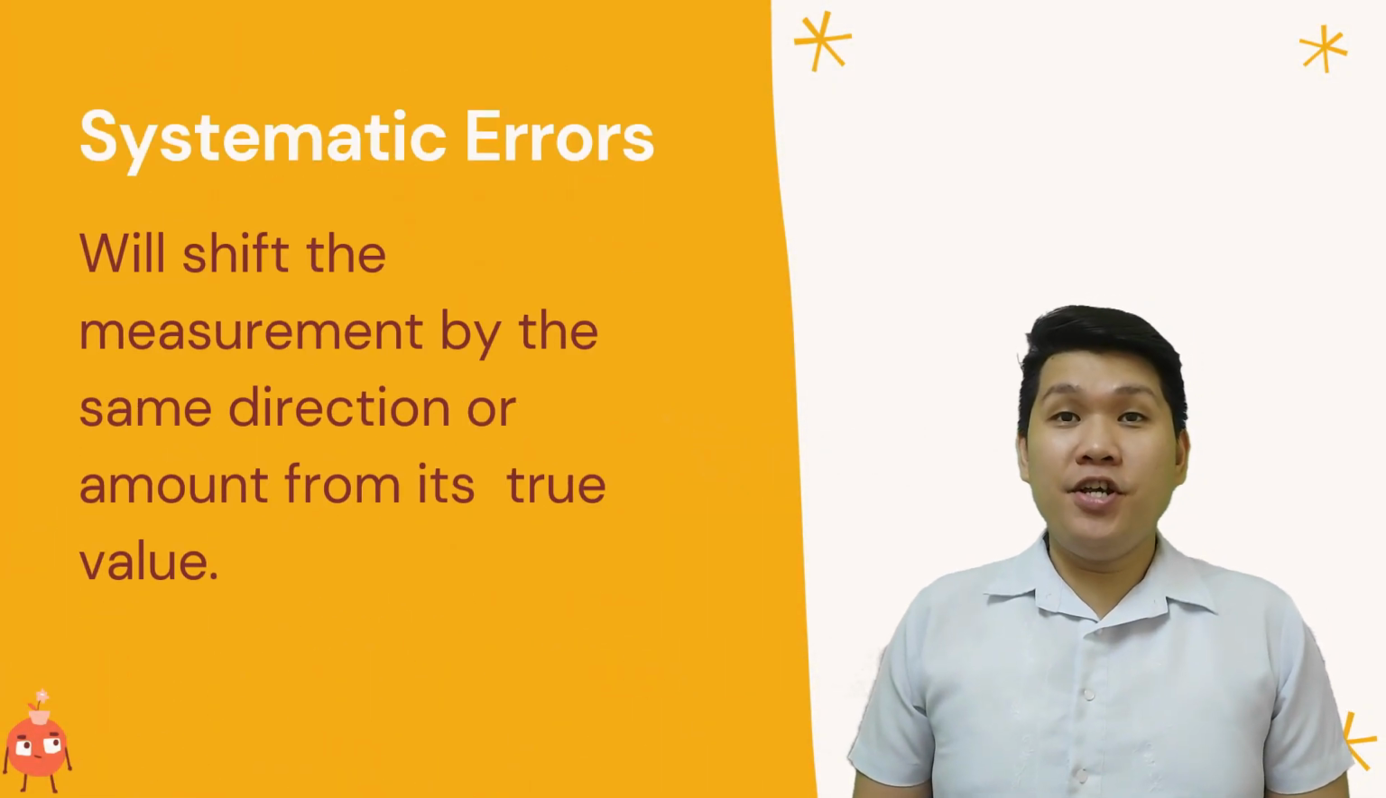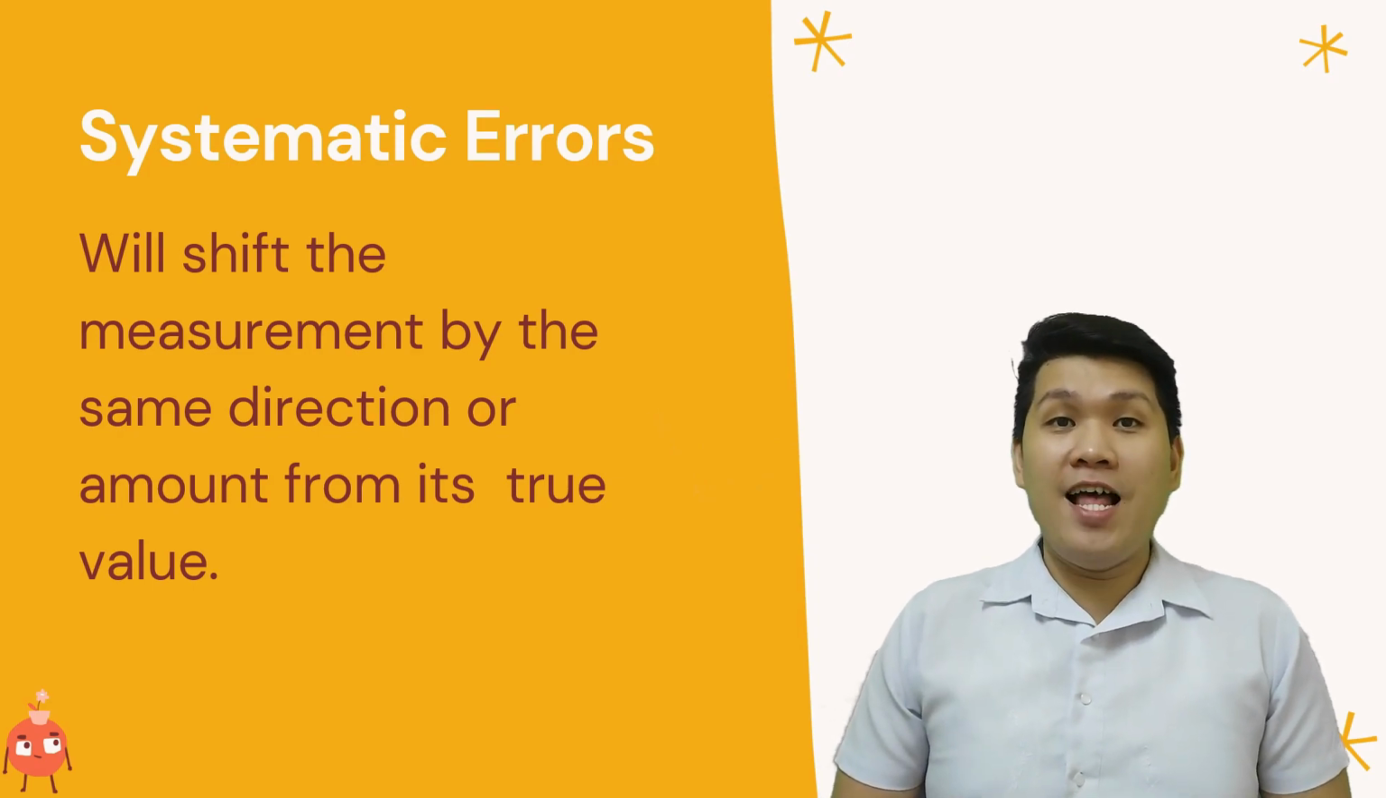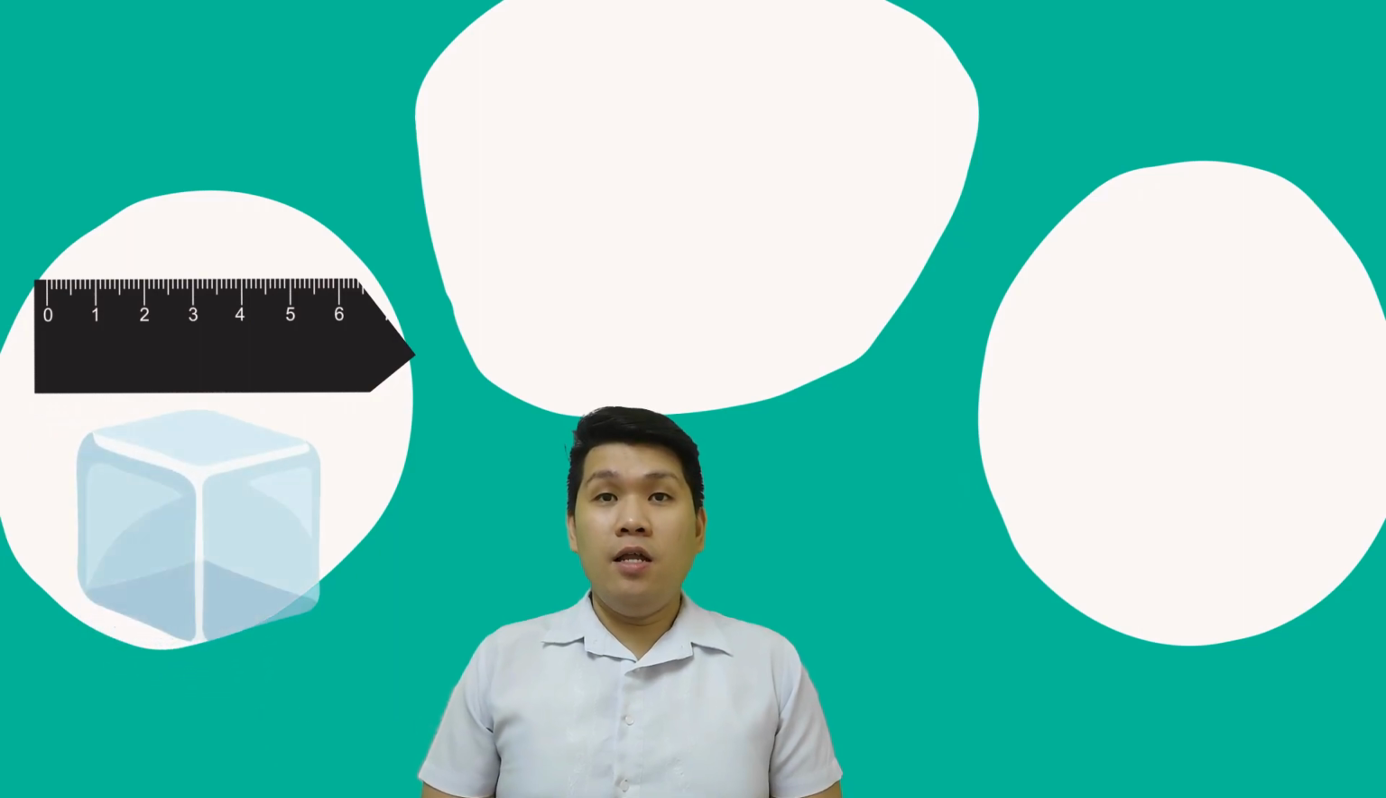Systematic errors will shift the measurement by the same direction or amount from its true value. How can we commit systematic errors? Number 1, measuring length with a metallic ruler in cold temperatures. Remember, objects experience thermal expansion or contraction depending on if it's hot or cold respectively.